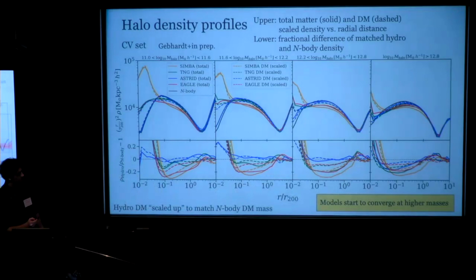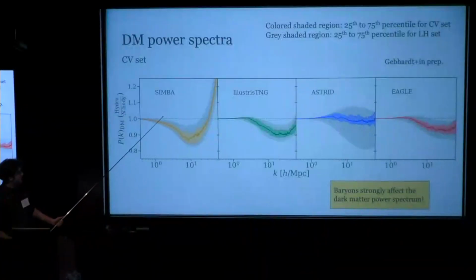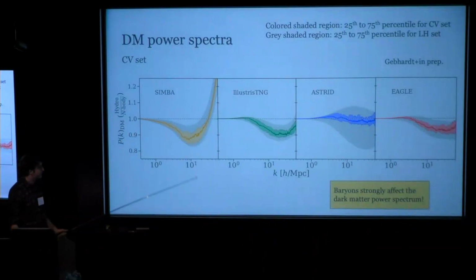Lastly, as I run out of time, we can look at the dark matter power spectrum. So, a similar plot as before, now plotting the ratio of just the dark matter power spectrum. And we do still see some pretty significant variations in just the fiducial models. The colored lines here are the CV set, and the gray region is the full LH set. So that's varying all our parameters to see the full range these models can provide us.